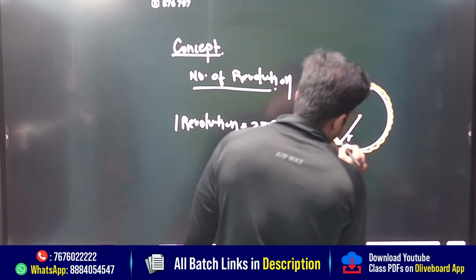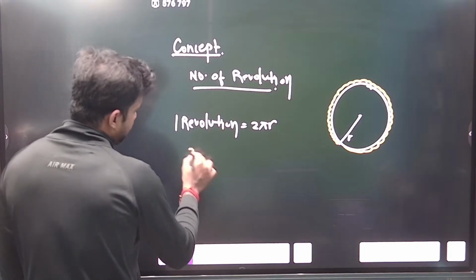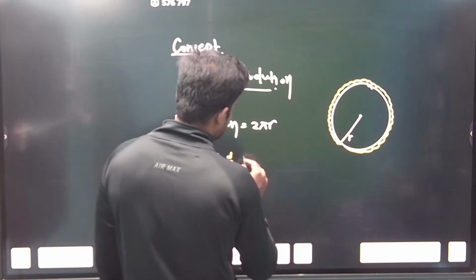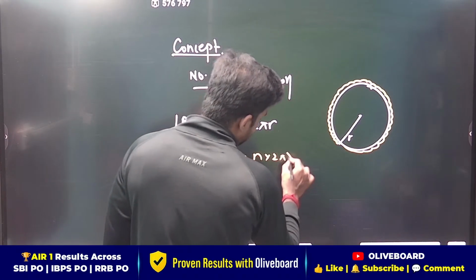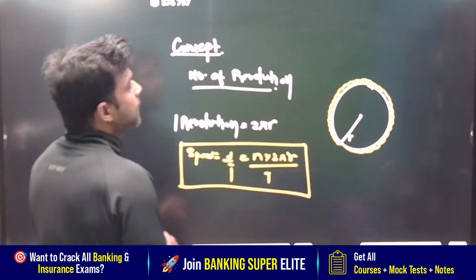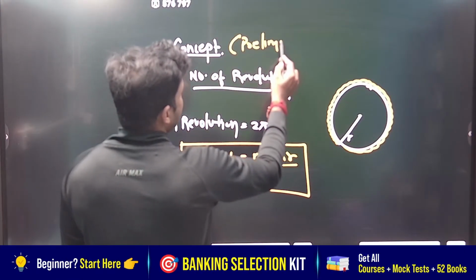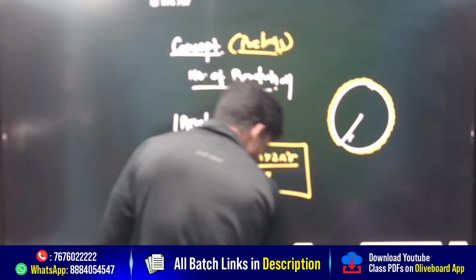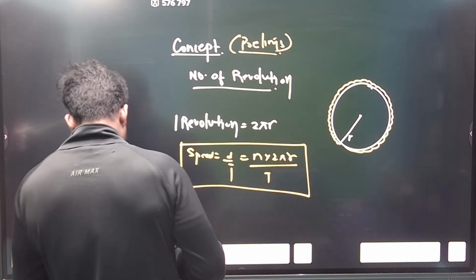Now I'll apply this concept in solving the question. Speed equals distance by time. Now this is one revolution. There would be n revolutions, so n into 2 pi r divided by the time. So this is a small concept of the revolution. Again, this is only for the prelims. I have seen some of the questions, that's why I'm guiding you. Clear?